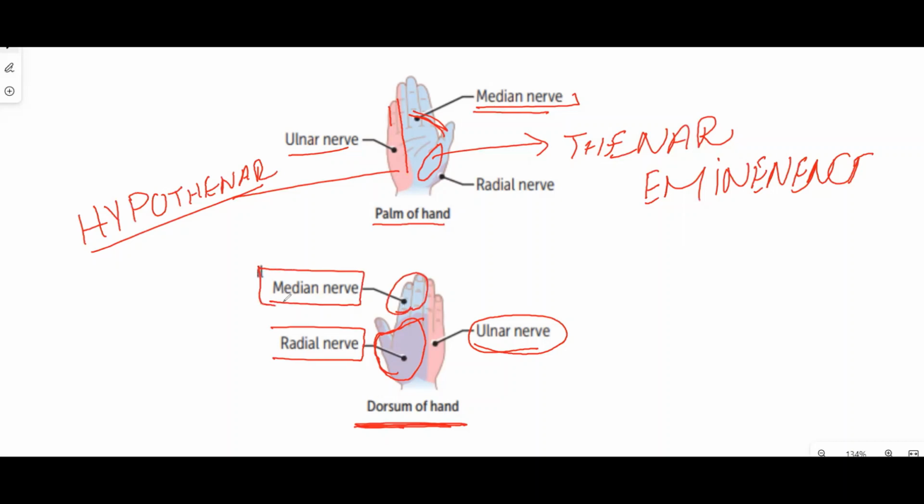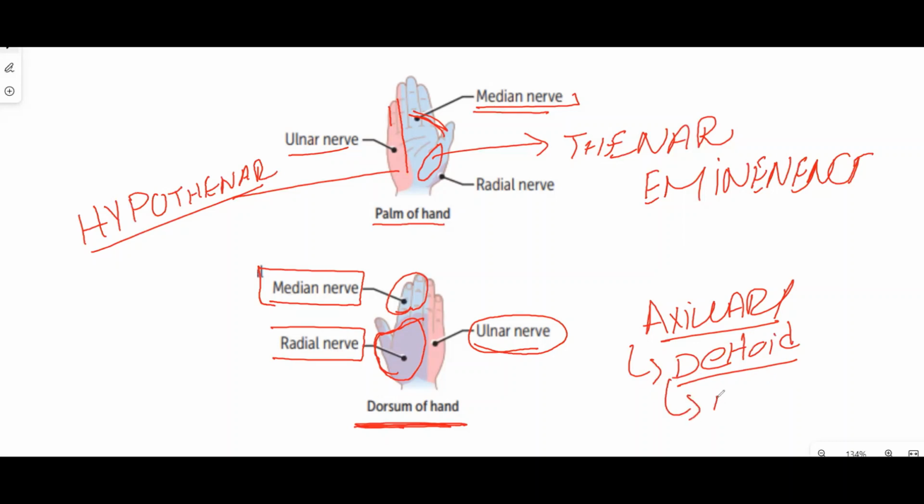One important point about the axillary nerve: the axillary nerve supplies the deltoid muscle, and the deltoid is involved in arm abduction. So the degree of arm abduction is important. The deltoid leads to 15 to 90 degrees of arm abduction.